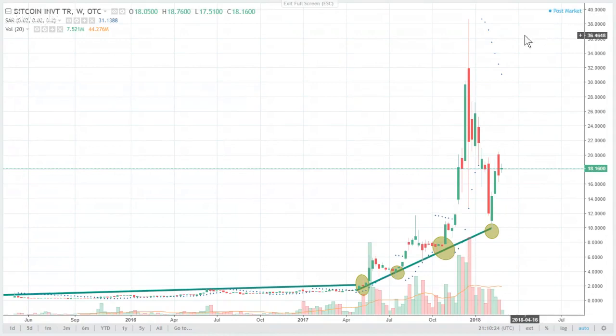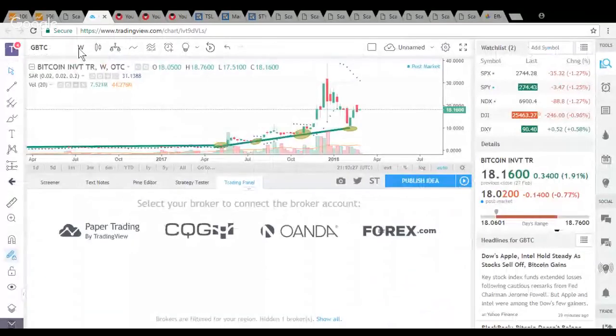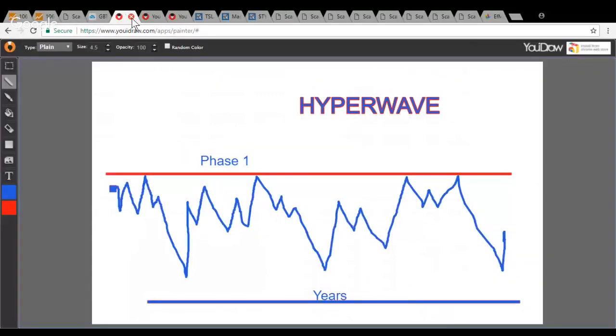Now what I'd like to do is first apologize for the next 3 charts, because I had a lot of difficulty figuring out how in the world I was going to draw these using the available apps that I had. This is a phase 1. And I wanted to emphasize that it goes on for a number of years.